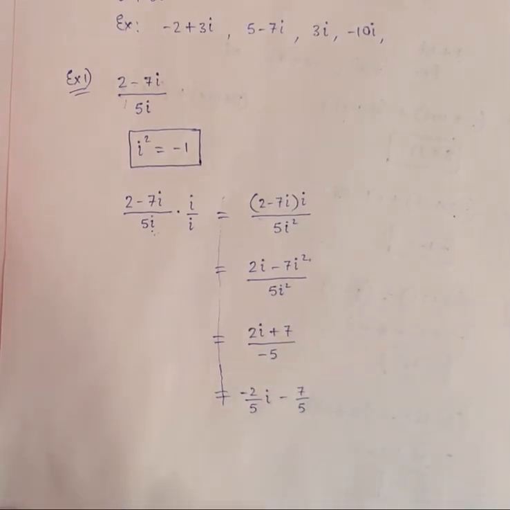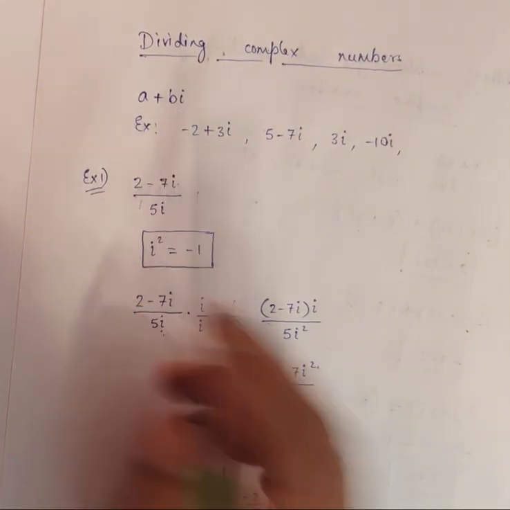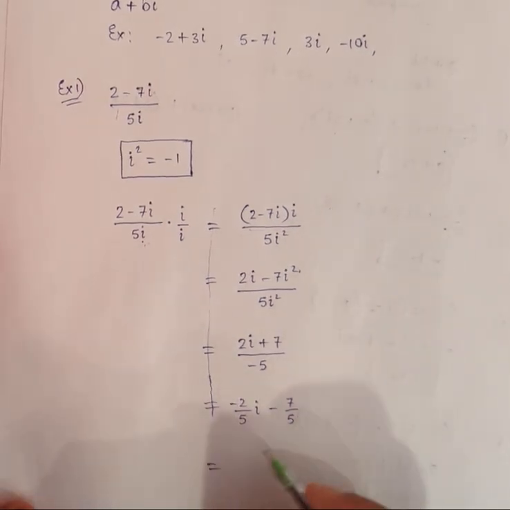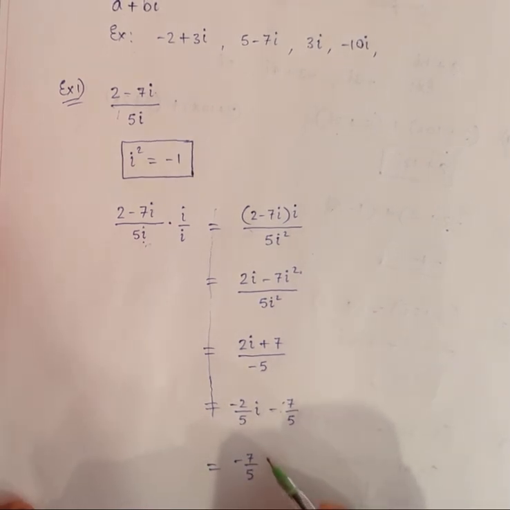So that's a complex number where now I did not write in this form a plus bi. If I wanted to write it, then I would have to switch. I would have to write the real part, which does not have i in it, first. So that's -7/5. And the imaginary part is -2/5, so -2/5 i.